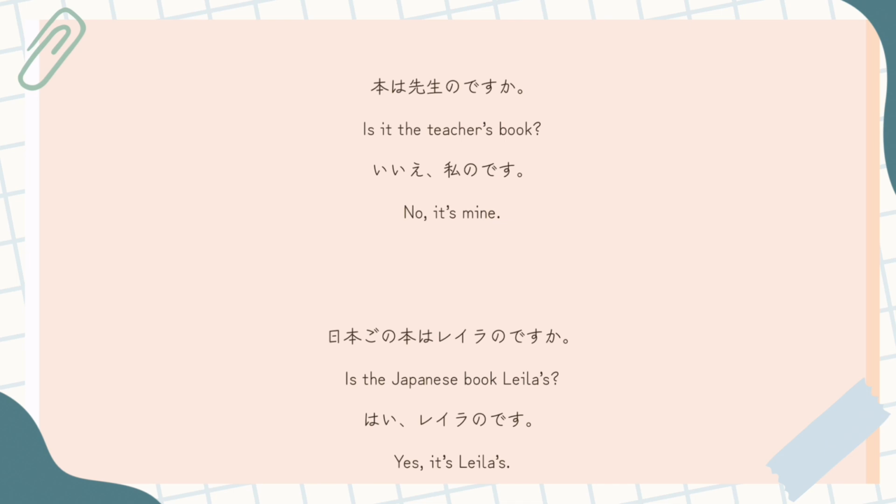日本語の本はレイラのですか? Is the Japanese book Layla's? 日本語の本 Japanese book, レイラの Layla's, ですか? Is it? Remember, です always goes at the end. か goes after です though. はい, yes, レイラのです. Layla's, it is. レイラの, Layla apostrophe S, Layla's, it is.